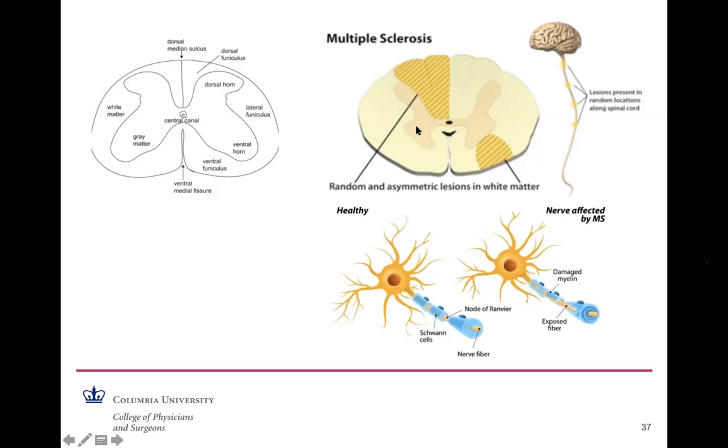And one famous disease is what we call Lou Gehrig's disease, or ALS, or motor neuron disease. And that's the disease where the muscles just get progressively weaker.